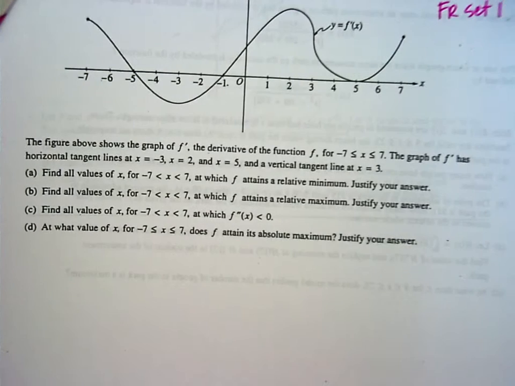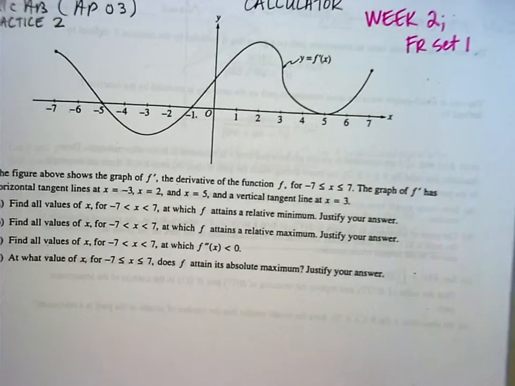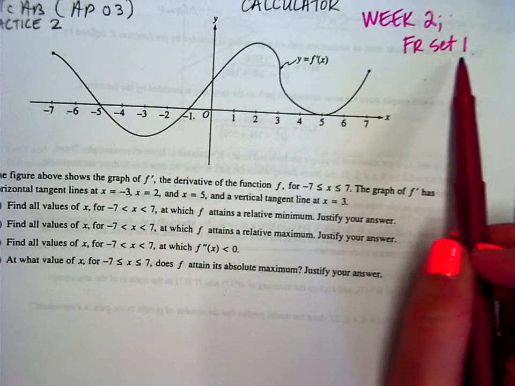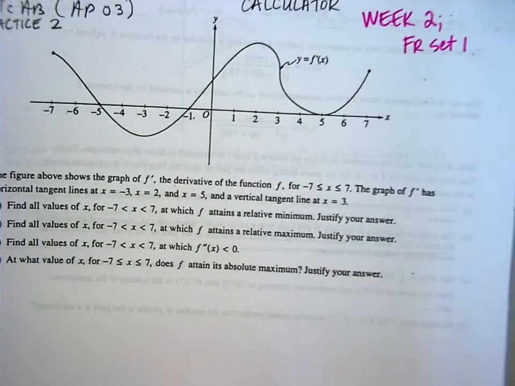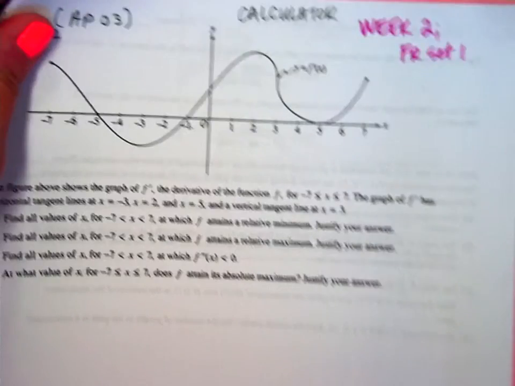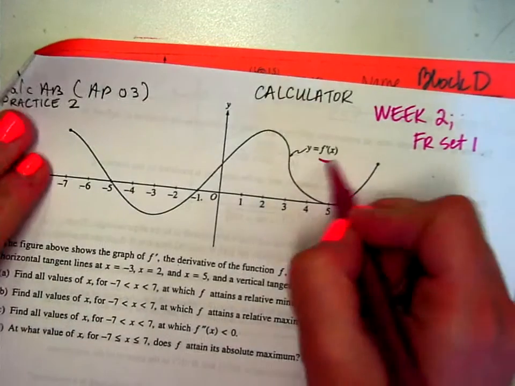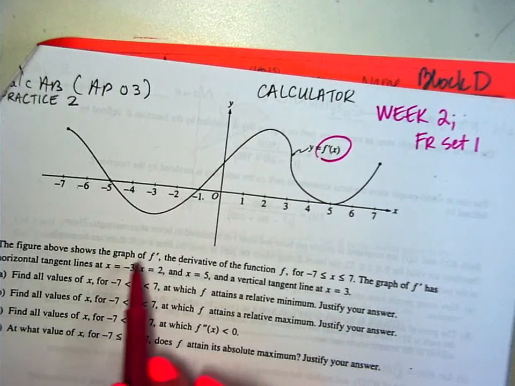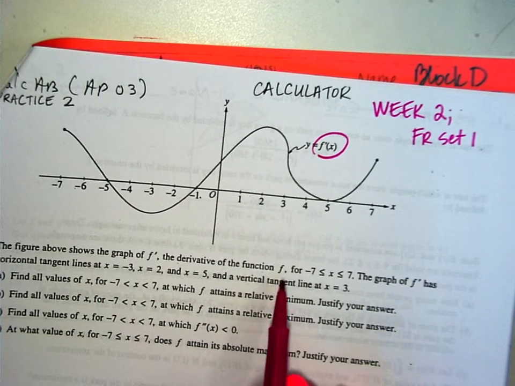Alright, we are looking here at the week 2 sphere response that you had to do. This is the first set, the stuff that was due Tuesday. This is the first question, where you had a graph of f prime. It says the figure above shows the graph of the derivative of function f over this interval.